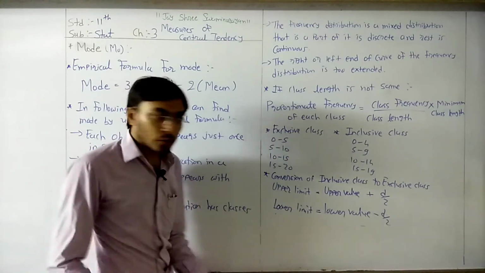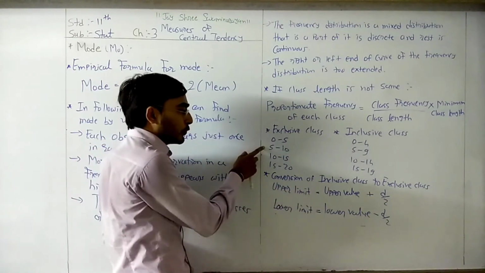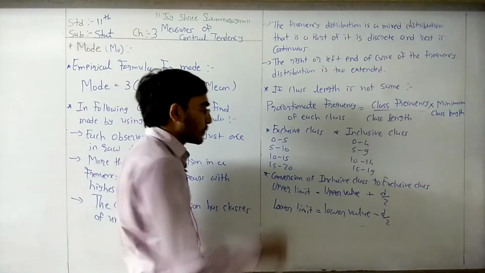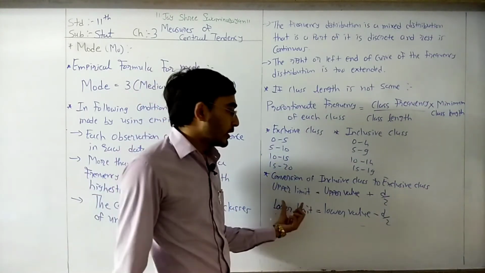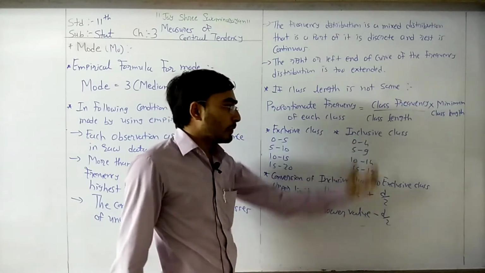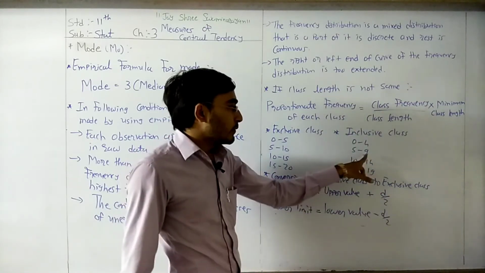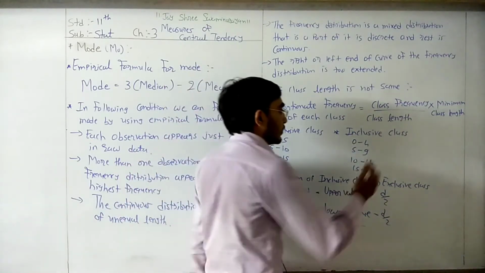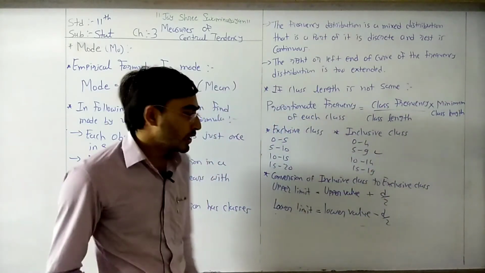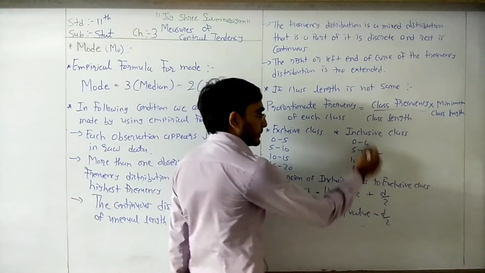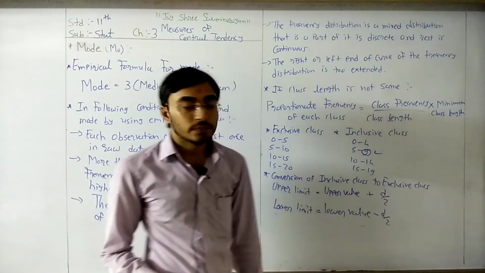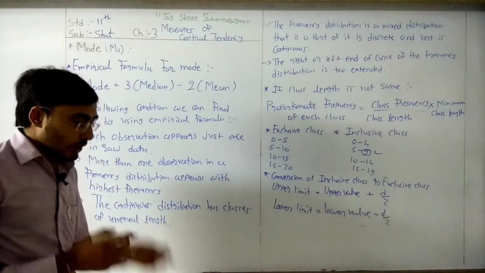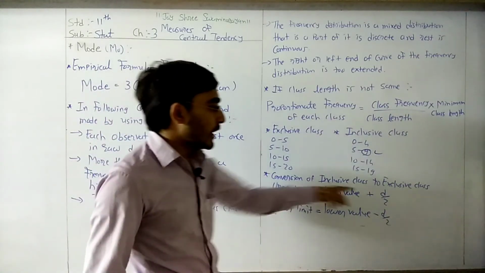For exclusive class, this is your lower limit and this is your upper limit, right? So how can you find the upper limit? Upper limit means the upper value of the inclusive class. Let's think about 5 to 9. Here our upper value is 9. So 9 plus d by 2. In the upper limit we need to add d by 2.